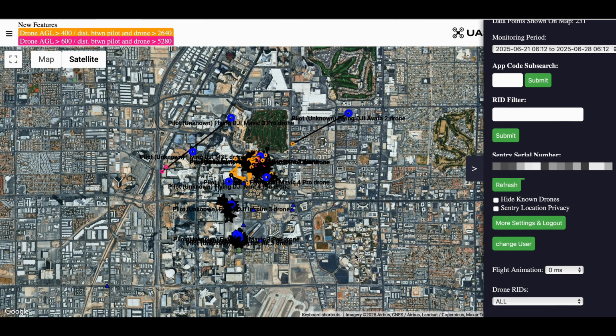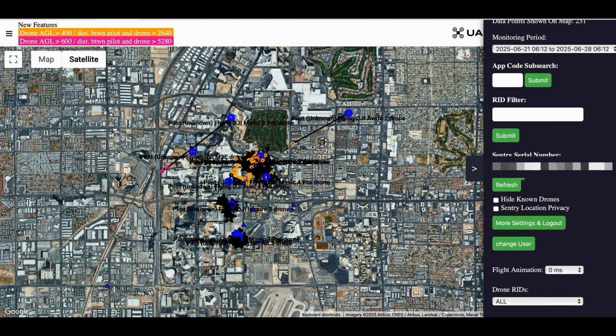In this video, we are going to start talking about some of the analytics that we can generate through the UAS Sentry map. And what we're going to do is show some data that we collected when we were in Las Vegas on the week of June 23rd.